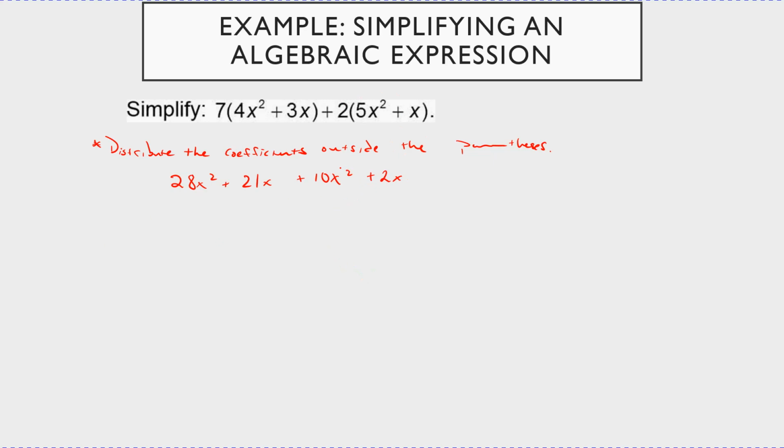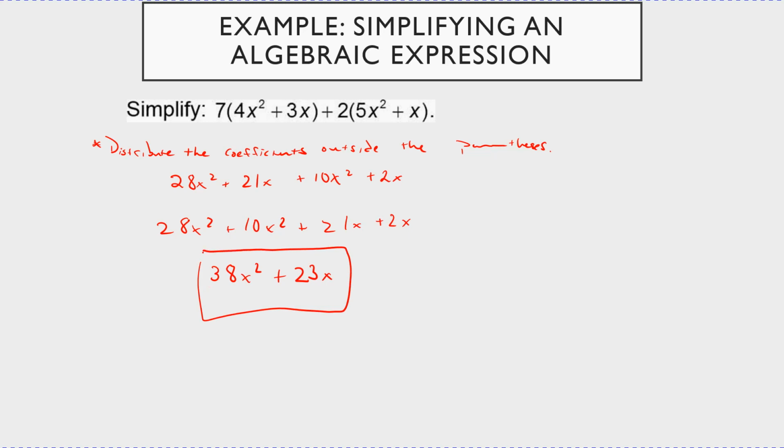All right, you can rewrite it and put the like terms next to each other. So notice x squared. So this becomes 28x squared plus 10x squared plus, and then I have 21x plus 2x. And now to combine like terms, what you're going to do is add or subtract their coefficients. So 28 plus 10 gets me 38x squared. And then 21 plus 2 gets me plus 23x. Okay, so what we did was we distributed, and then I combined till there's no more like terms. So here, x squared and x, they're not like terms, so you can't simplify anymore. So this is good.